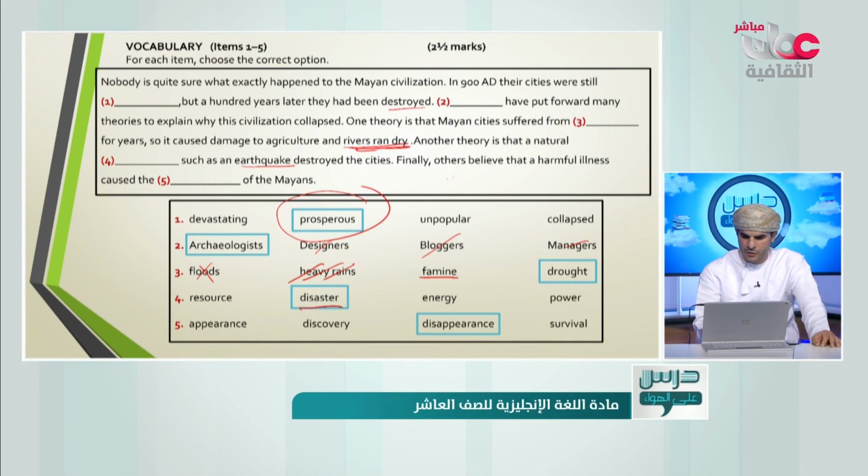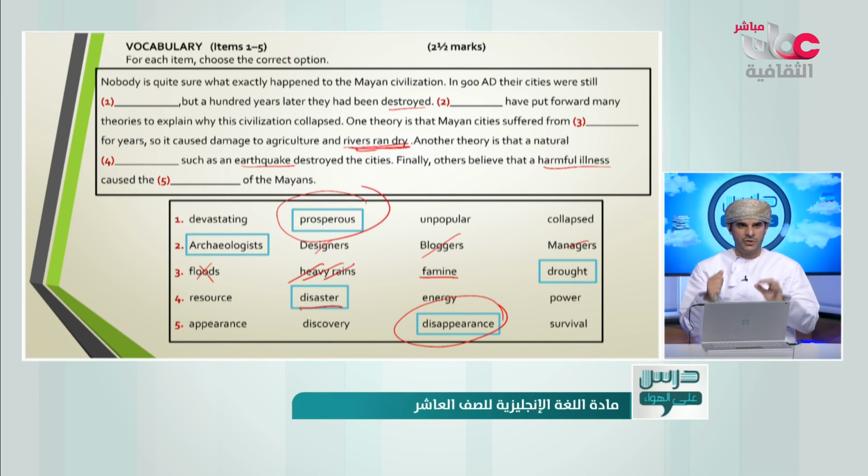5, others believe that harmful illness. So they are talking about the Mayan civilization 900 years ago. That means they are what now? Disappeared. So it caused the disappearance of the Mayans. Just read between the lines. You can answer it just as quickly as I just did when you read between the lines. Okay? Don't forget to take screenshots.